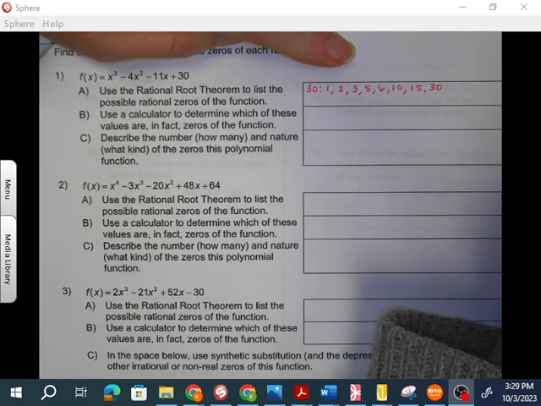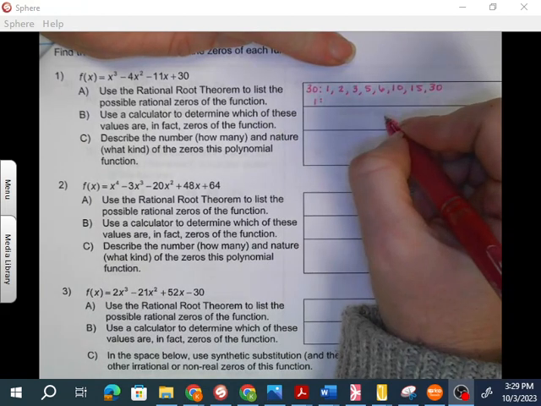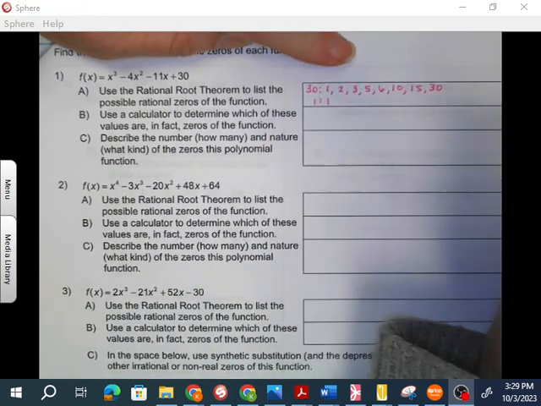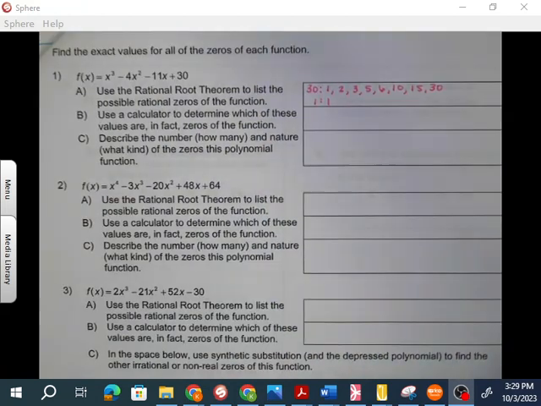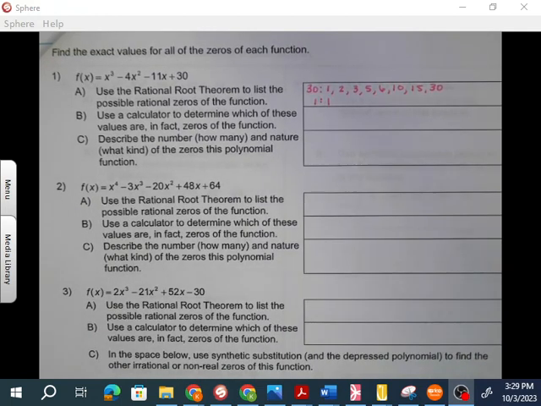This one was at least nice. The coefficient is 1. What are the factors of 1? 1. So I don't actually even have to set the list up, because it's just 1 over 1, 2 over 1, 3 over 1, 5 over 1, 6 over 1, 10 over 1, 15, and so on. Plus and minus. All right, so that's where I am looking for my rational zeros to be.